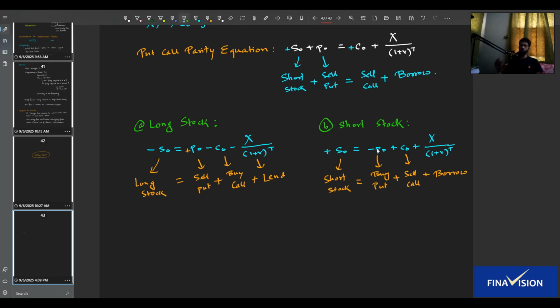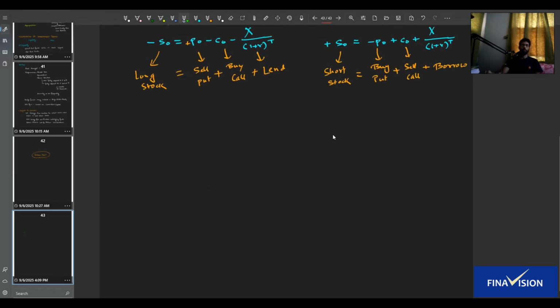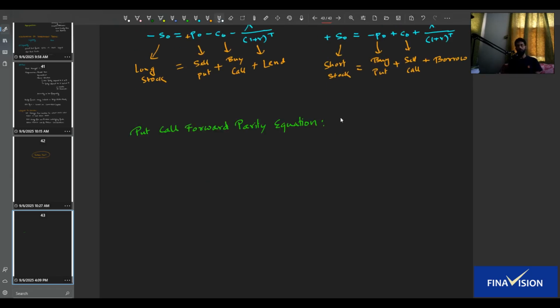Now apart from the put call parity equation, we also have the put call forward parity equation. Let's see how that is. The put call forward parity equation goes like this: present value of the forward contract, the forward contract here maturing in time T and R again the risk-free rate, plus the put premium is equal to the call premium plus the present value of the strike.